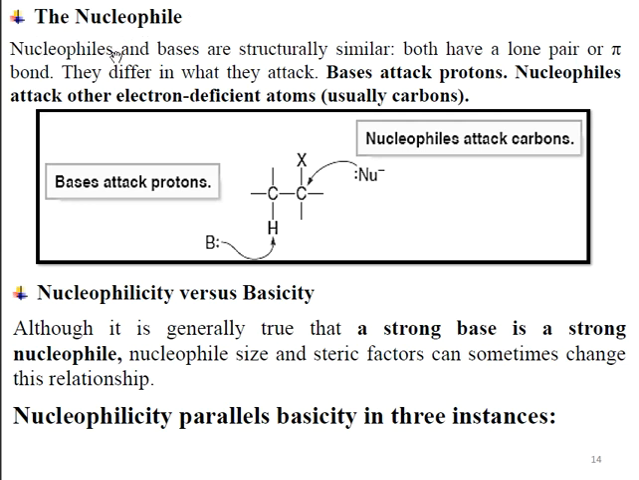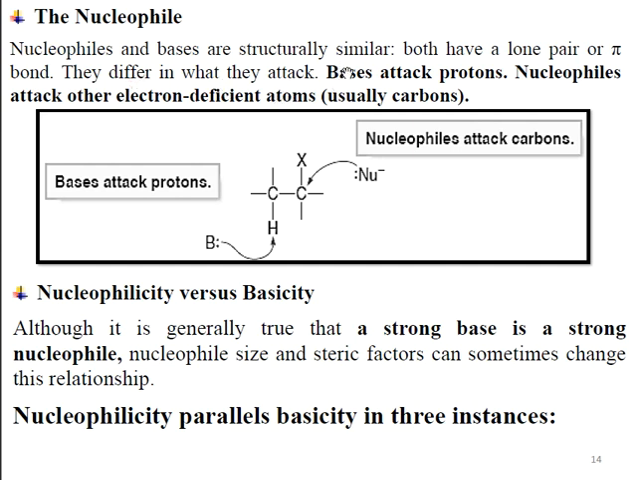Nucleophiles and bases are structurally similar. Why? Because every base has a pair of electrons or a negative charge. The same thing for the nucleophile, which also has a negative charge or a pair of electrons. That means the structure is the same. Both have a lone pair or a pi bond, the double bond. They differ in what they attack. Here is the difference.